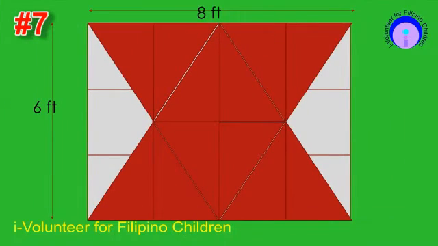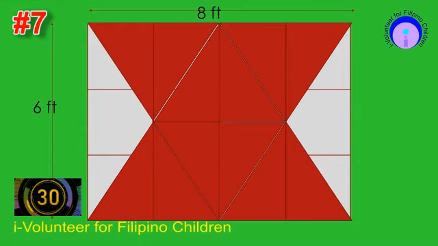Item number 7. Find the area of the red triangles. You still have 5 seconds to finish.